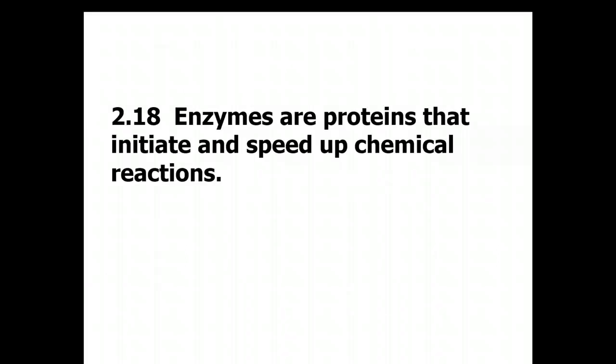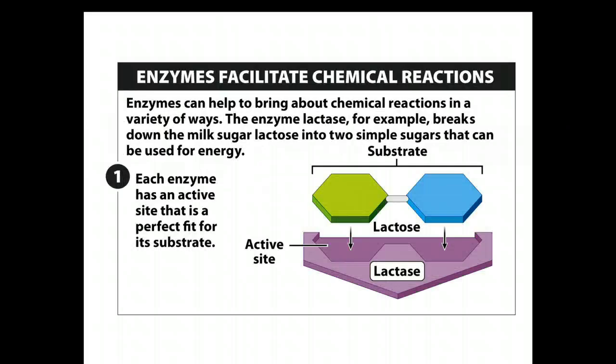Enzymes are proteins that initiate and speed up chemical reactions, but they're not consumed in those reactions. So enzymes facilitate chemical reactions. Enzymes can help bring about chemical reactions in a variety of ways. The enzyme lactase, for example, breaks down milk sugar lactose into two simple sugars that can be used for energy. A lot of enzymes will use the ase ending, and that indicates that it is an enzyme, and lactase will put pressure on the bond between the two sugars, greatly reducing the energy it takes to break that bond at the molecular level.